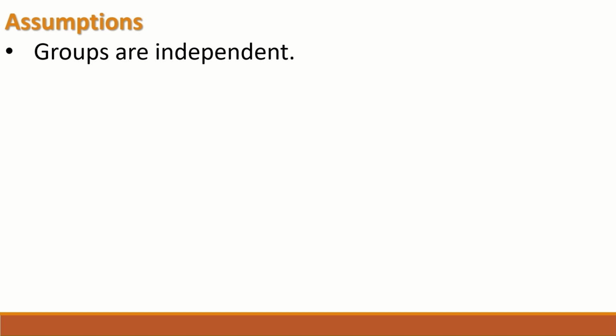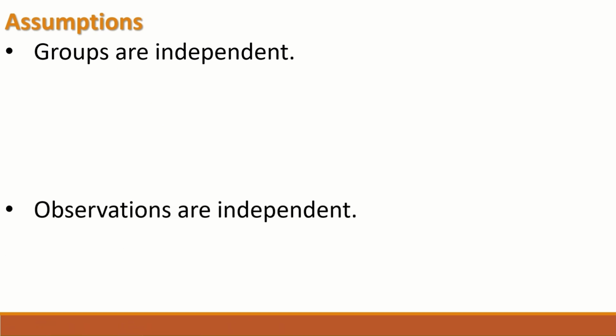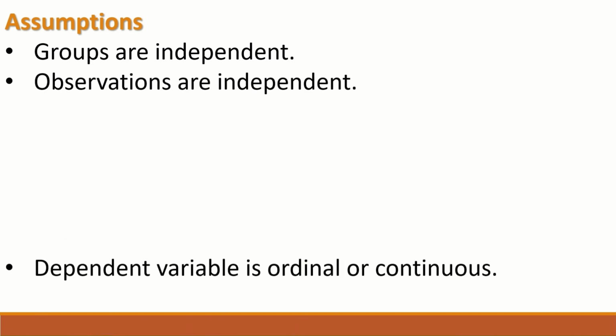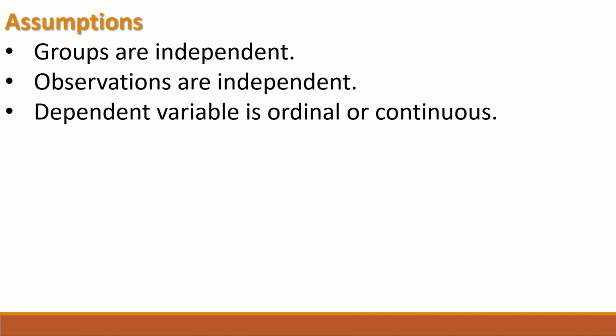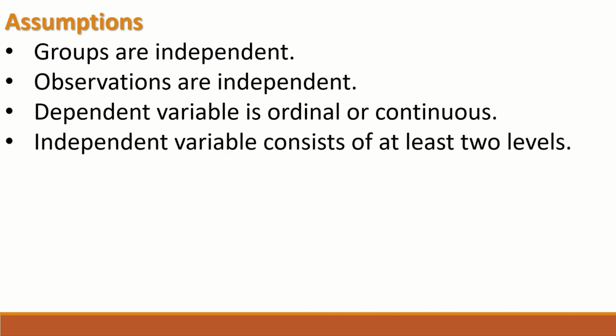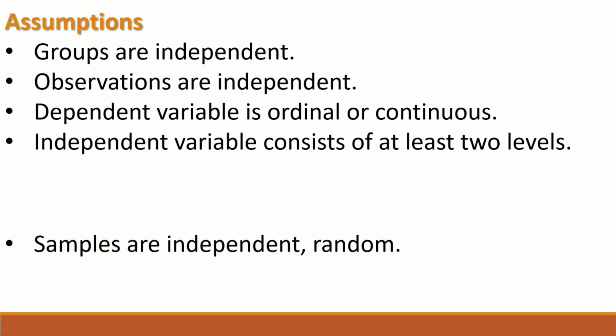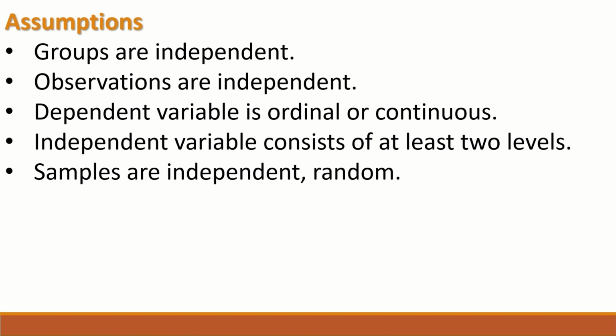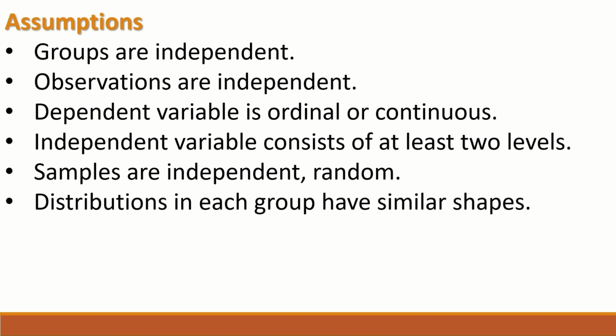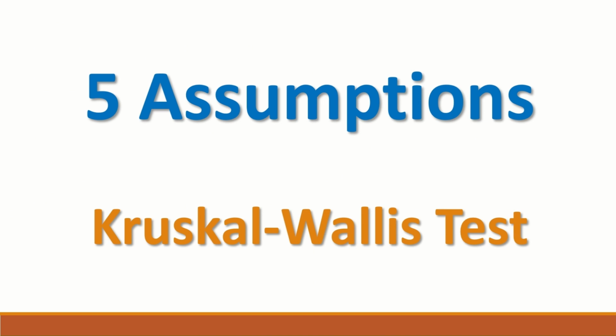Assumptions for the Kruskal-Wallis test in brief are: groups are independent, observations are independent, the dependent variable is ordinal or continuous, the independent variable consists of at least two levels, two or more, samples are independent and random, and the distribution in each group has a similar shape. So there are major assumptions that have to be fulfilled before performing the Kruskal-Wallis test on data.